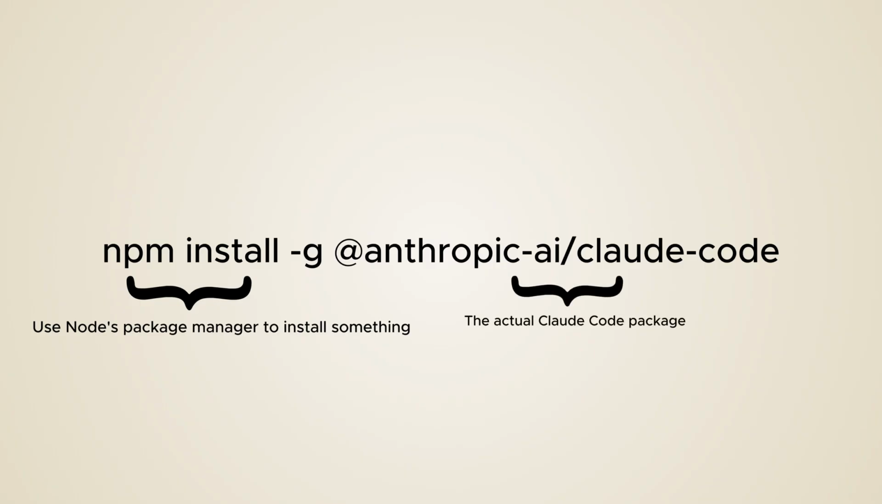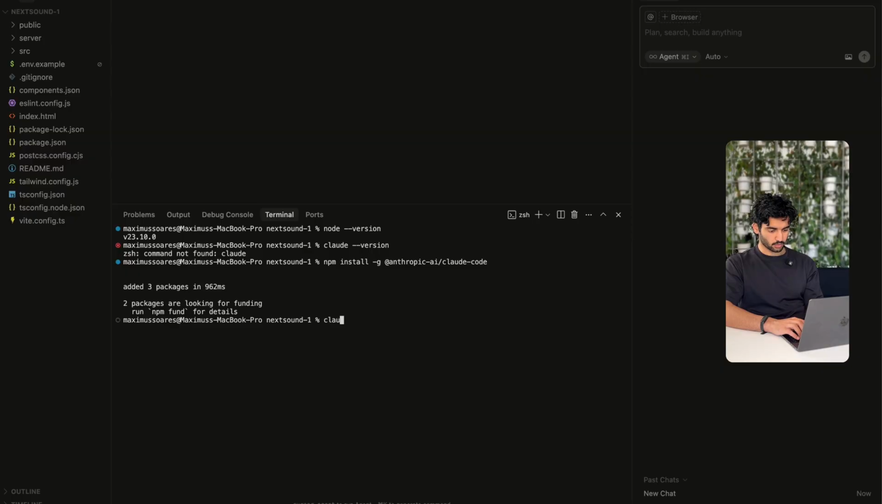So in this case, it's Anthropic AI, and it is the Claude Code package made by Anthropic. And then lastly, you have that -G flag, and this is basically meaning install it globally. So it makes the tool that you're installing available everywhere on your computer, not just inside of one project folder. So now we can actually run the Claude command here.